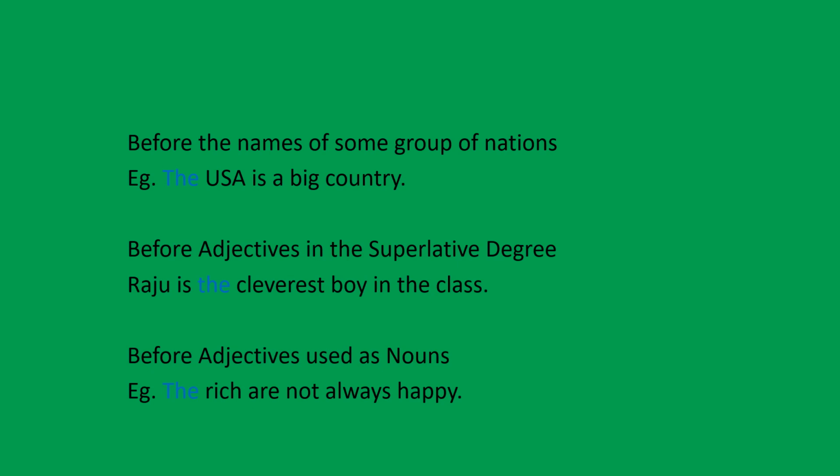And lastly, the is also used before adjectives used as nouns. If there is an adjective and we want to use it as a noun, we will use the before it. For example, rich. Rich is an adjective. If we want to make it a noun, we will use it as the rich. The rich means all the rich people. The rich are not always happy. So rich has become a noun, and to make it a noun, we have to put the before it.